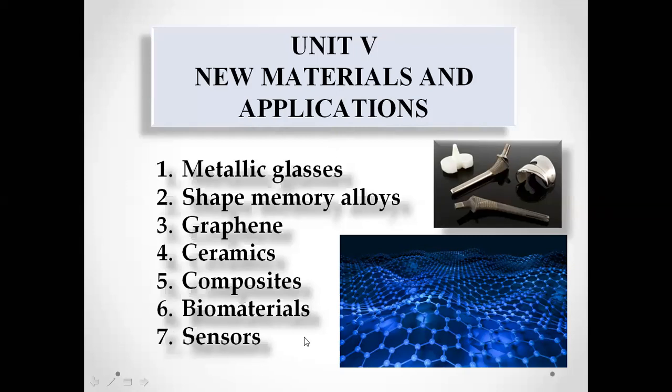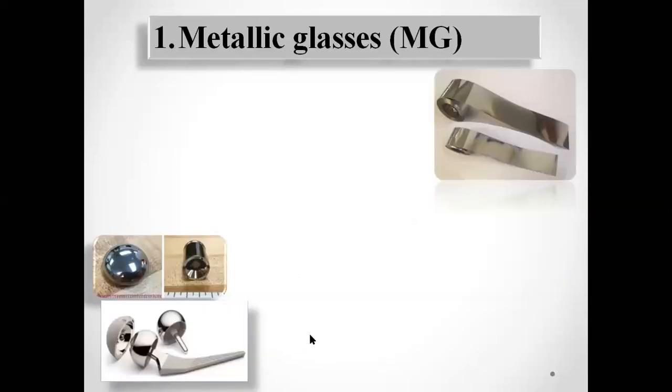Let us move to the next part. So metallic glasses. Okay, so here I have given some of the figures used as metallic glasses, metallic glass ribbon, and then some titanium based metallic glasses. And then here you have for biomaterials, these are the metallic glasses used for hip joints.